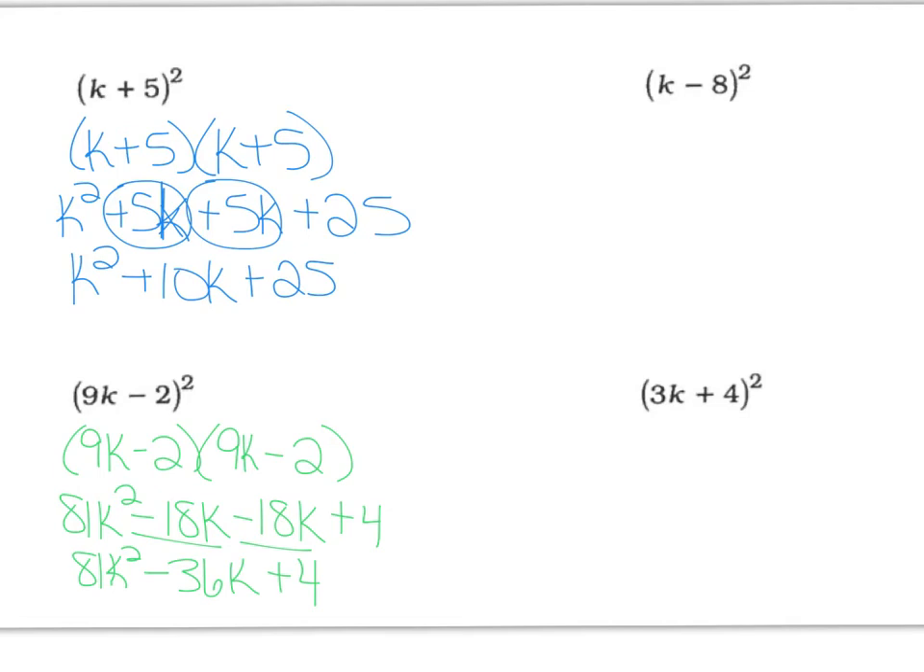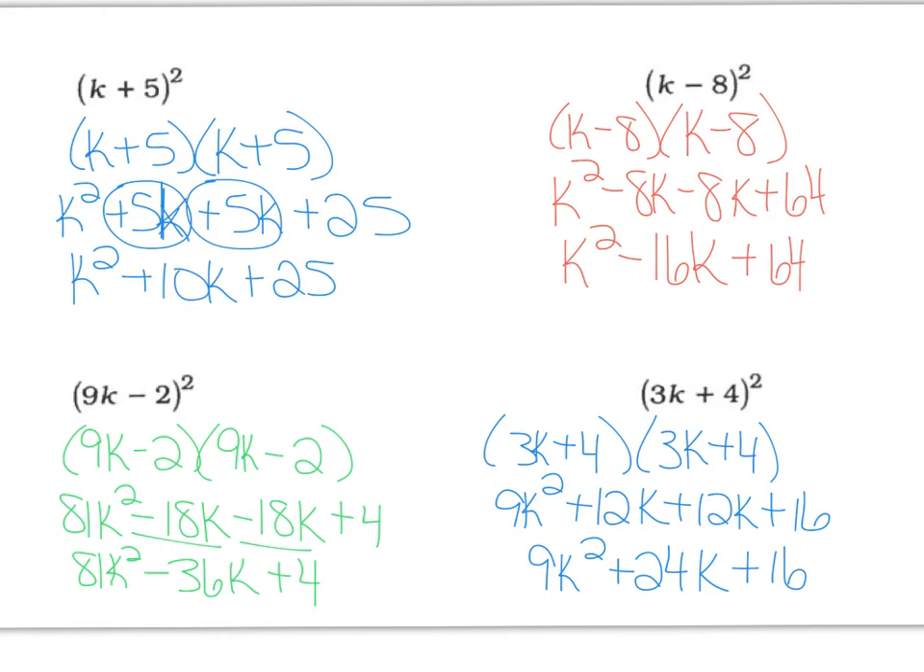So I want you to pause the video and I want you to do the 2 over here. K minus 8 squared, 3k plus 4 quantity squared. When you get done, turn the video back on and we'll check your work. Okay, so for k minus 8 quantity squared, I got k squared minus 16k plus 64. For 3k plus 4 quantity squared, I got 9k squared plus 24k plus 16.